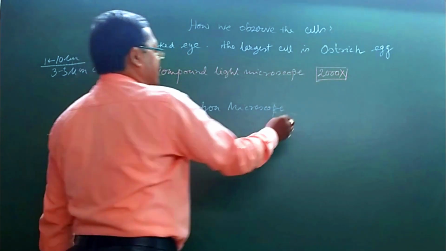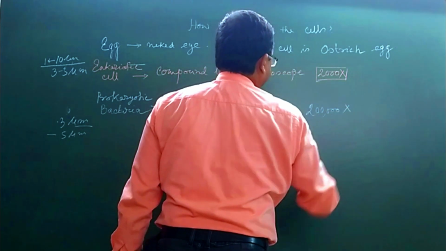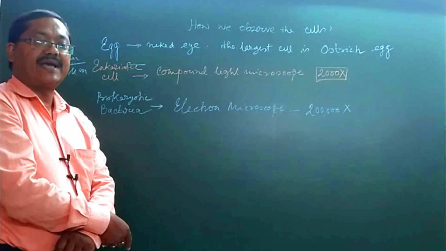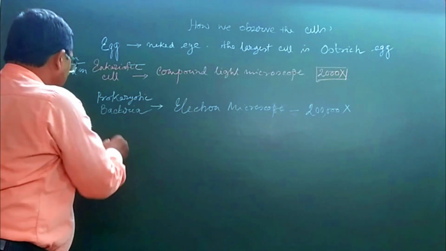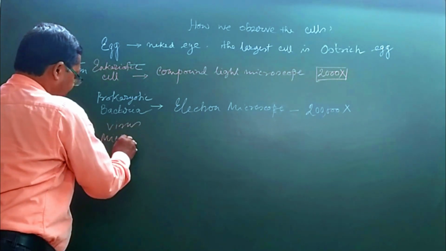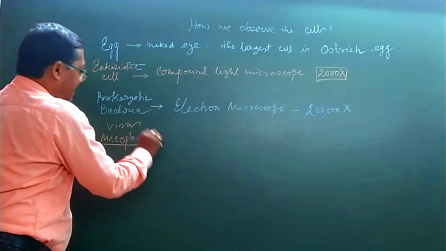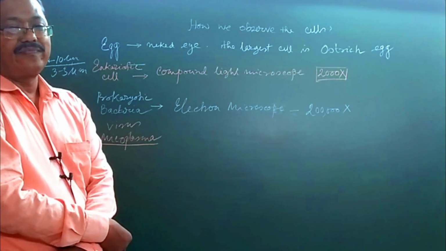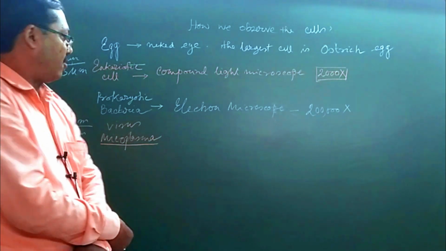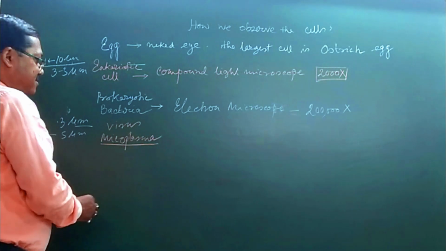Where the magnification is about 2 lakh times. By this electron microscope we can observe mycovirus, mycoplasma. Mycoplasma is the smallest cell of the animal kingdom or living world. The mycoplasma is the smallest cell.